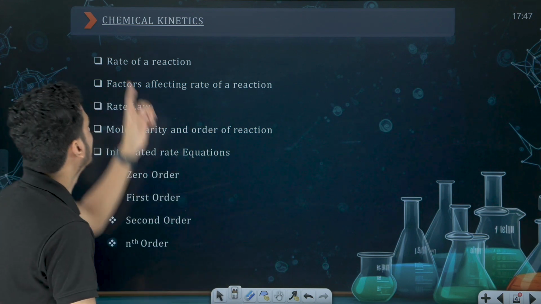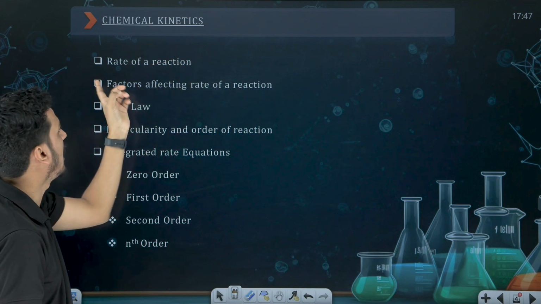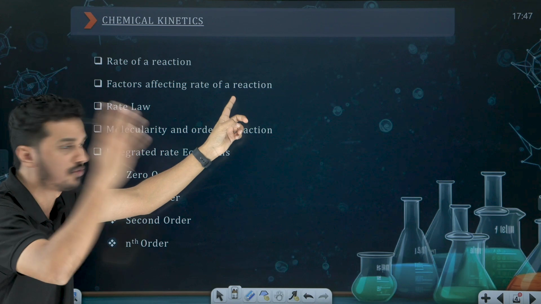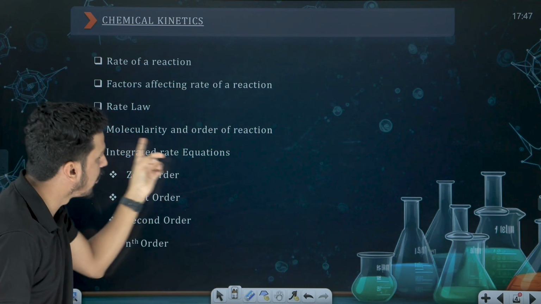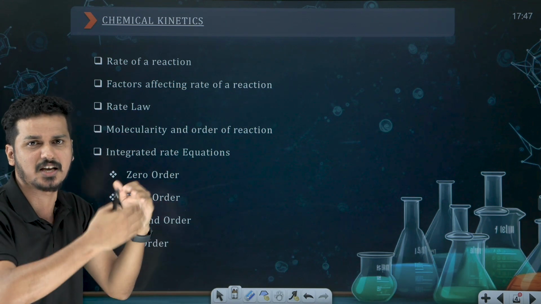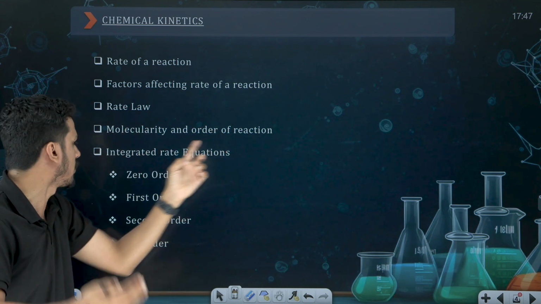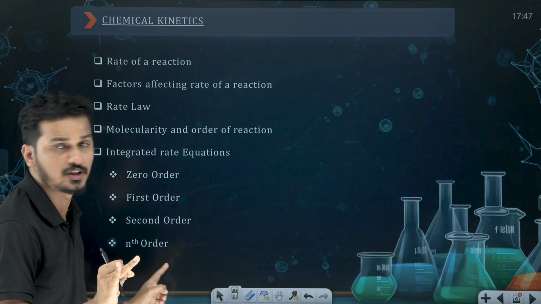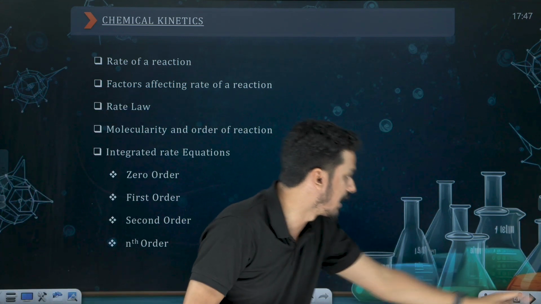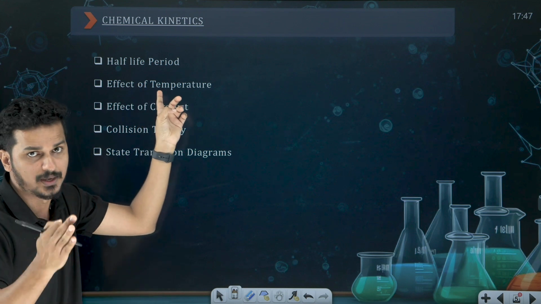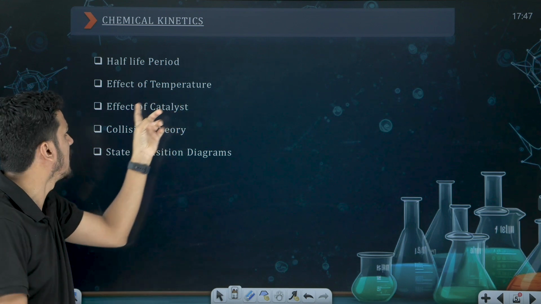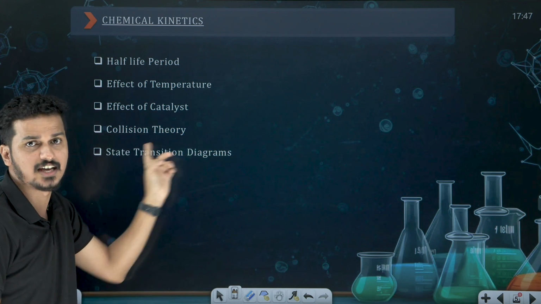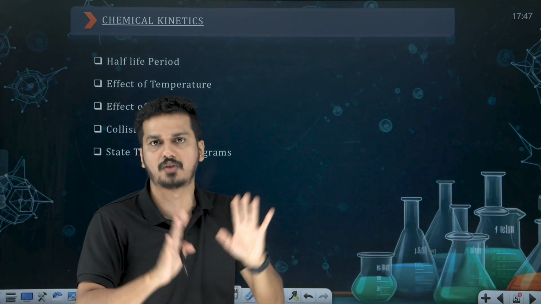Are you ready? In this first chapter, chemical kinetics, we have to mainly discuss rate of reaction and factors affecting rate of reaction. We have to focus mainly on rate law, molecularity and order of reaction. In every examination, they repeatedly ask about molecularity and order of reaction. Then integrated rate equations of zero order, first order and nth order, and half-life period of zero order, first order and nth order, then effect of temperature, effect of catalyst, collision theory, and transition state diagram.